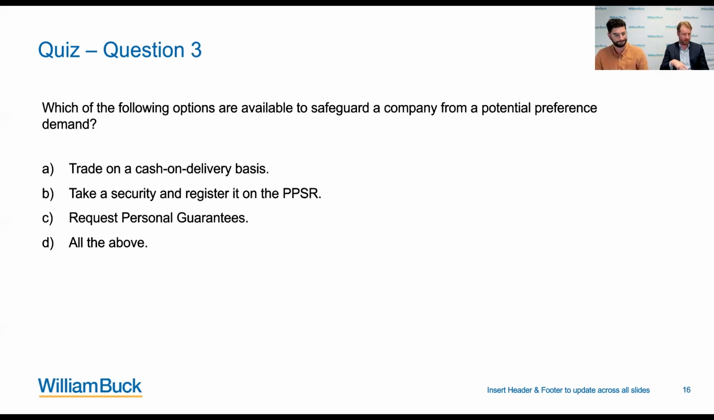And then finally, which of the below options are available to safeguard a company from a potential preference payment demand? So with this one, it's all of the above. So as you went through, trade on cash and delivery basis, security and a PPSR and personal guarantees, they're all options available to creditors to safeguard themselves from a potential preference demand.